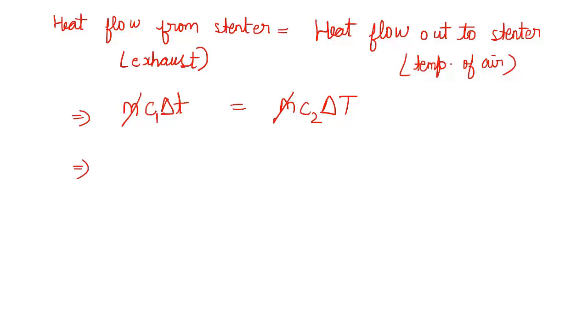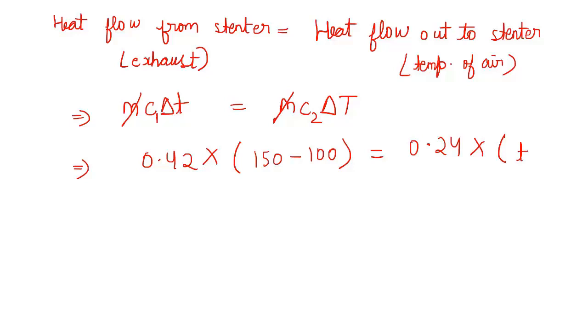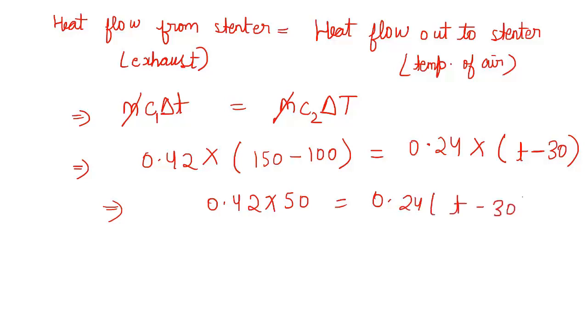For heat flow from the stentor exhaust, the specific heat capacity C1 is given as 0.42, and delta T is 150 minus 100, as you can see in the figure. C2 is given as 0.24, and delta T is T minus the ambient temperature, which is given as 30, since we have to find the final temperature. So 0.42 into 50 is equal to 0.24 times (T minus 30).